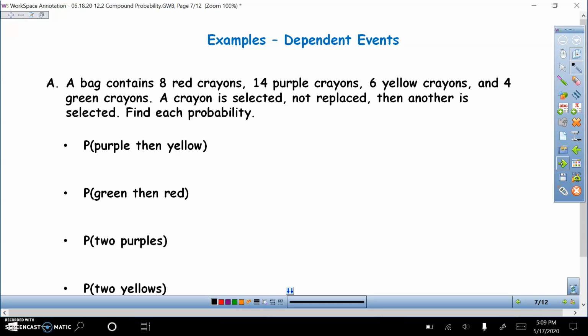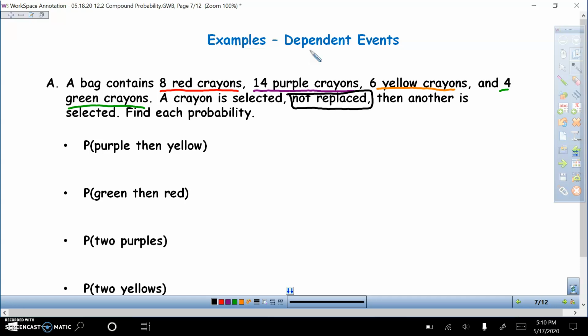All right, perfect. Now let's talk about dependent. So I actually have the same problem. There's a subtle difference. So I have 8 red crayons. I have the 14 purple crayons. I have the 6 yellow. I have the 4 green crayons. A crayon is selected and not replaced. That makes this a drastically different problem. So now the second draw is going to depend on what happens in the first draw. So that's what makes this now a dependent event.